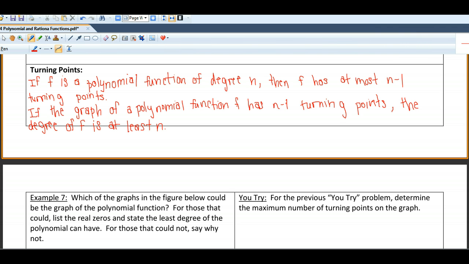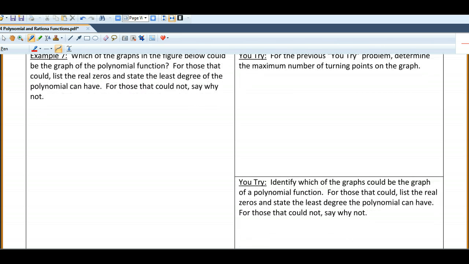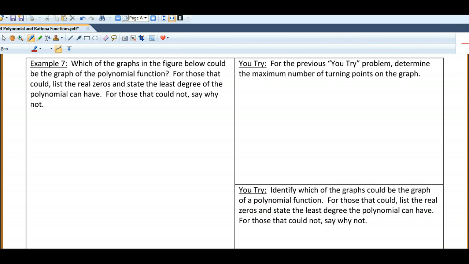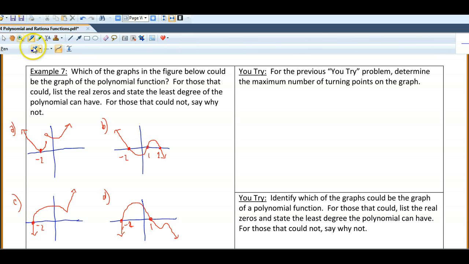Example 7. Which of the graphs below could be the graph of a polynomial function? I did not put the graphs here, so I'm going to draw them in for you. Okay, so this one could not be a polynomial because it's discontinuous here. I think this is a -1. This one could be a polynomial, and it has 3 real zeros at -2, 1, and 2.